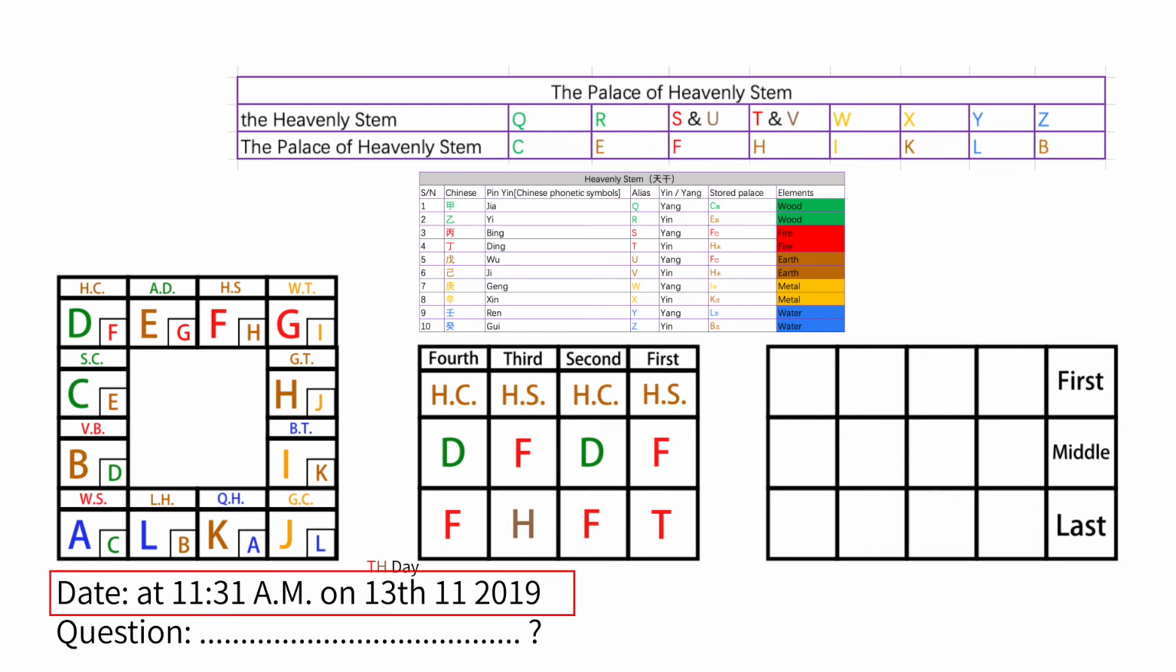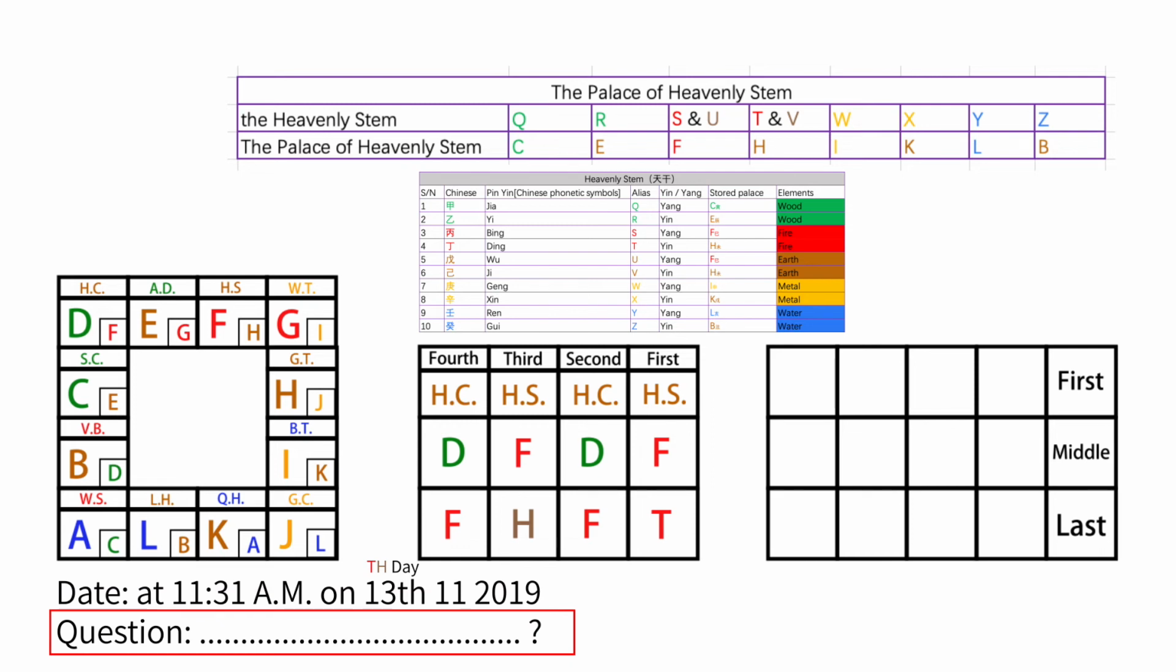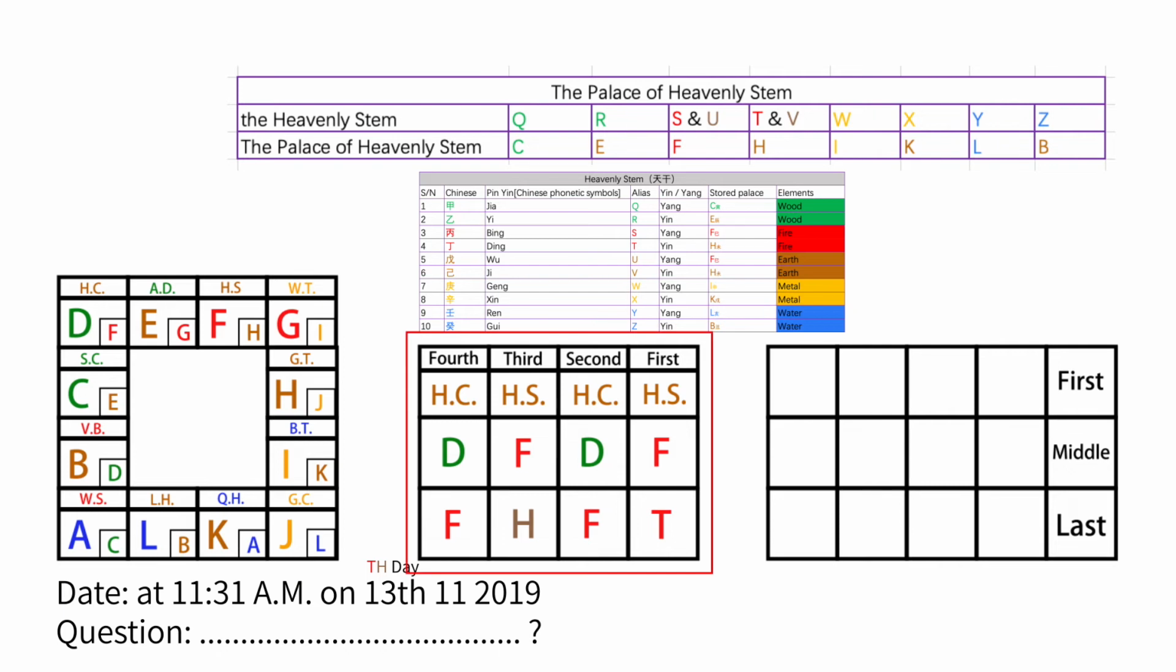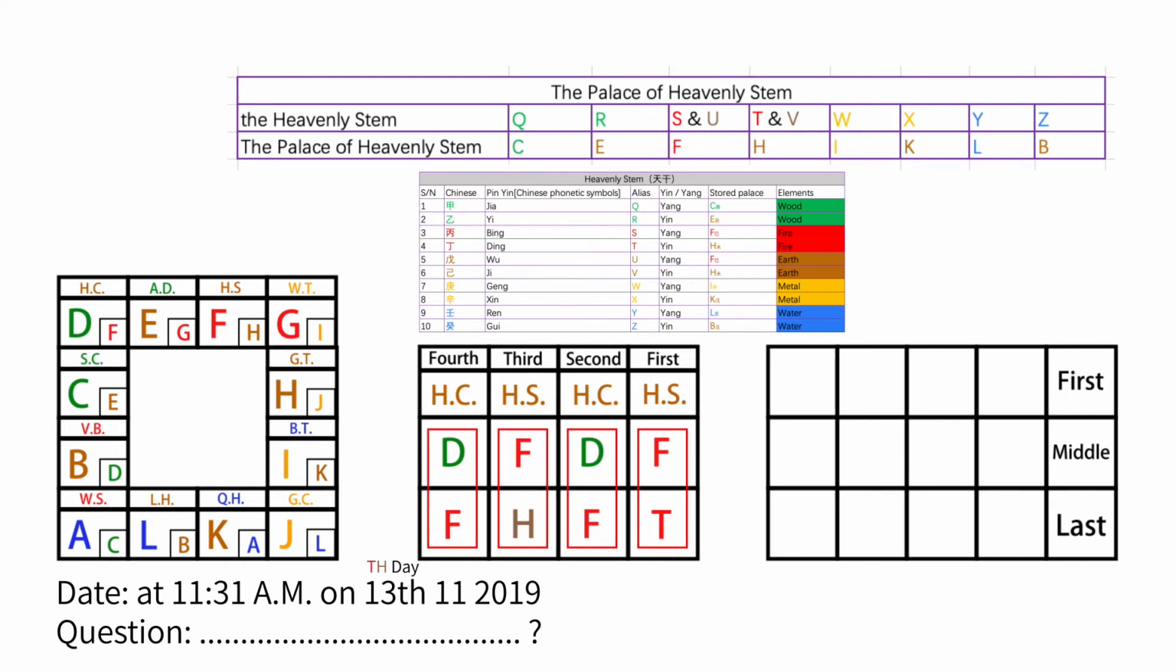This is the time when the question was raised. This is the question we want to ask. This is the heaven plate and the earth plate. These are the 4 lessons. In this course, the first lesson and the third lesson are the same. The second lesson and the fourth lesson are the same. None of the 4 lessons has a restriction relationship.